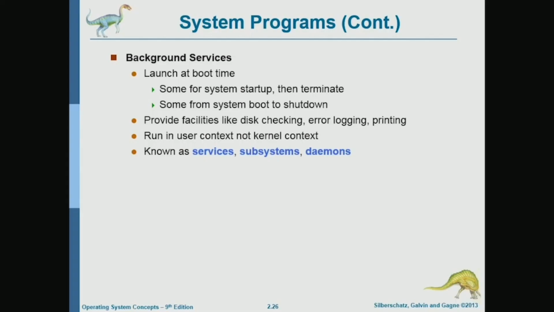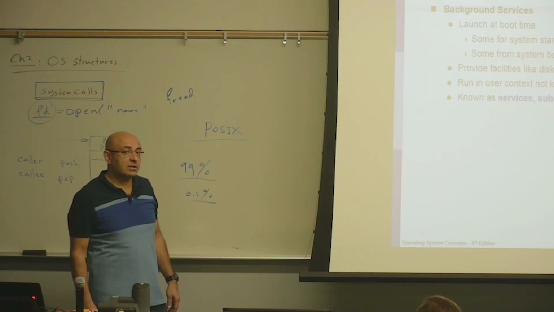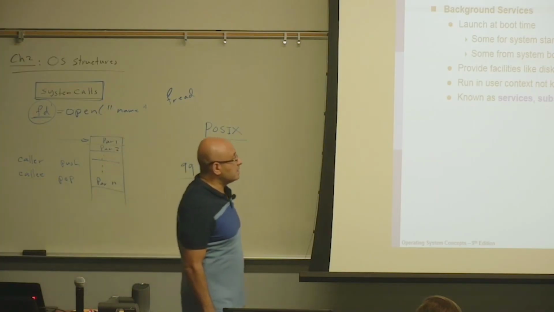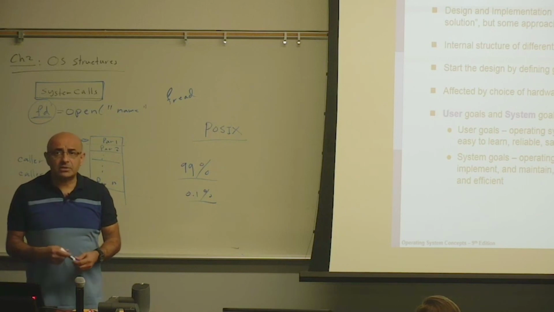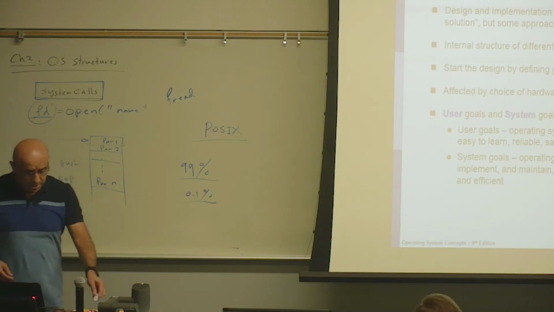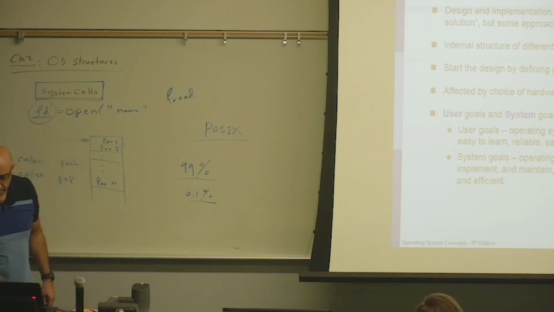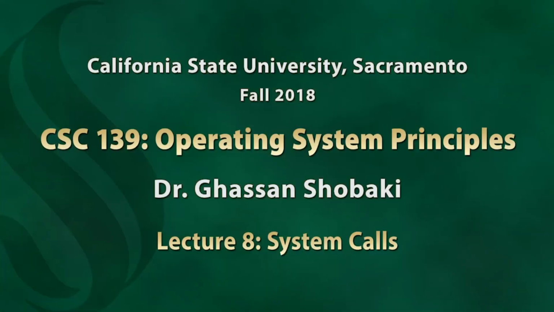So when you look at your task manager in Windows, you will see a bunch of processes, a bunch of programs that you did not create as a user. So these got created by the system. Background services are sometimes called daemons. Okay, so now that ends our discussion of system calls.